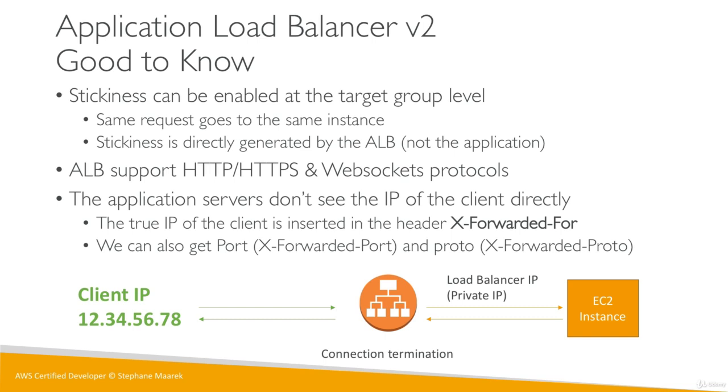And for your EC2 instance to see the IP of your client, so 1.2.3.4.5.6.7.8, then it needs to look at the X-Forwarded-For header. And this is how you get it. And this is a very popular question at the exam.